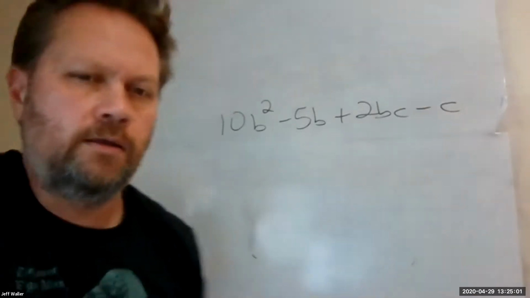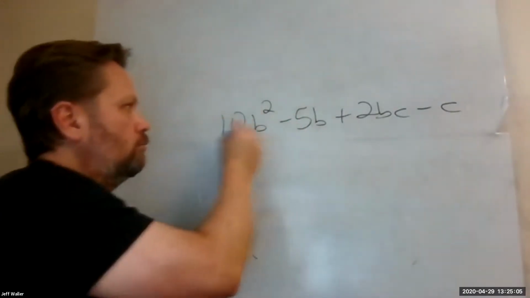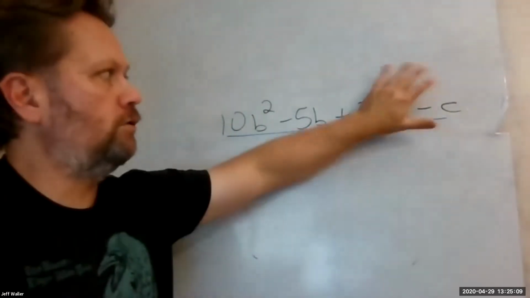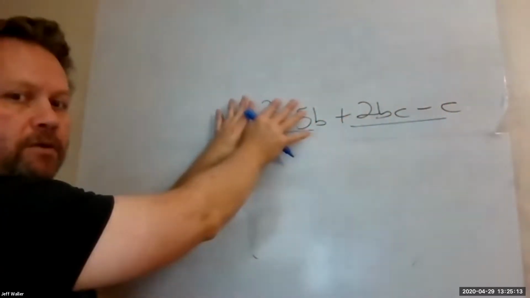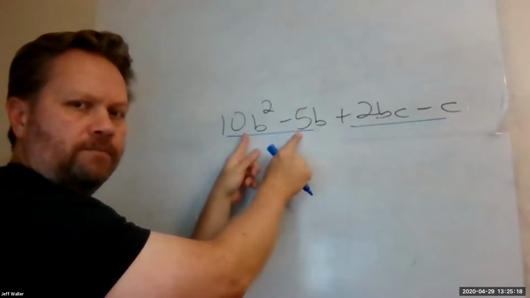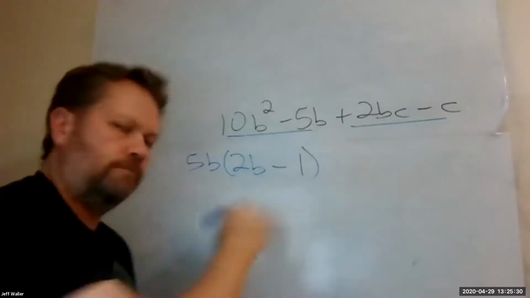Okay. And there's 4 terms, so I know I try grouping. So I've just created 2 GCF problems. There's one GCF problem, and there's the other one. Looking just at this, what comes out of these 2? 5 and B. 10 divided by 5 is 2. Take a b from there. I got 1. 5b divided by 5b is 1.